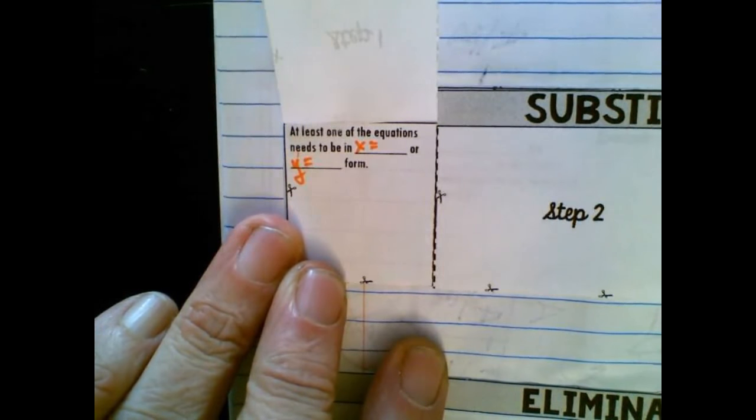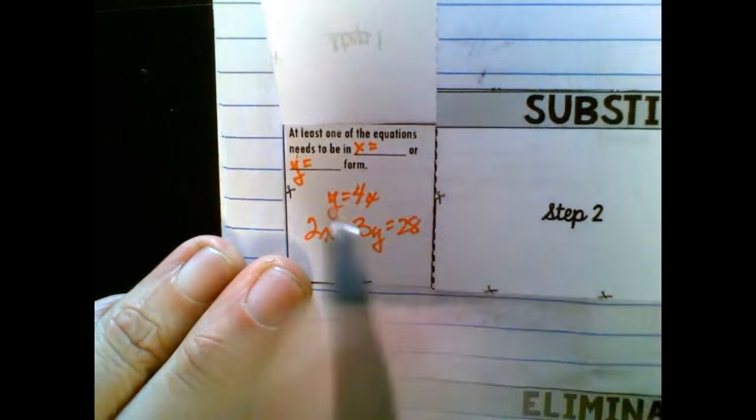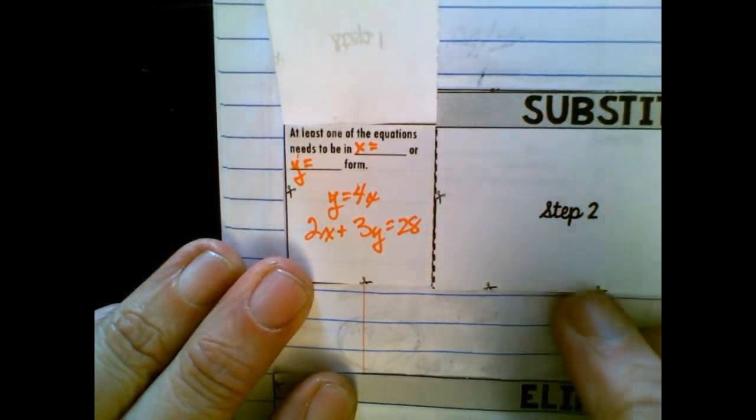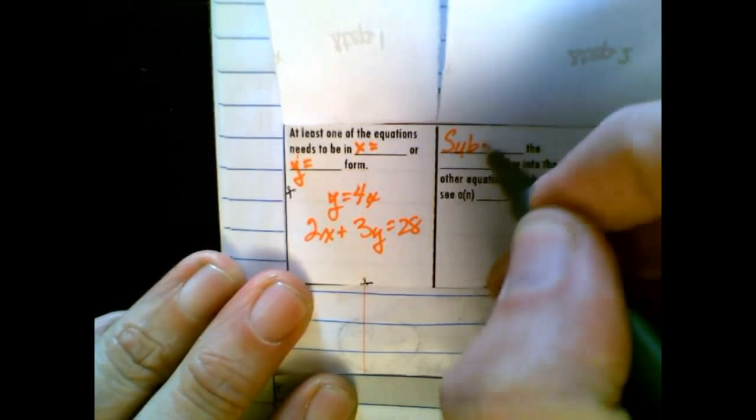Okay. So let's take for our example for our system: y equals 4x and 2x plus 3y equals 28. So we've got those two things. So what we're going to do is we're going to substitute. That's why we call it the substitution method.